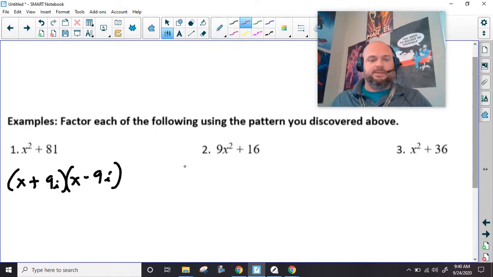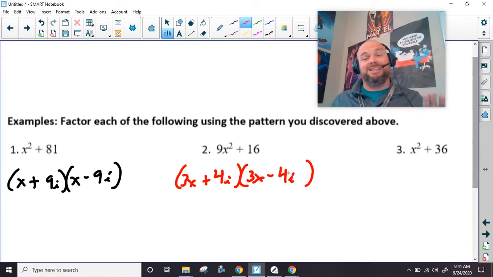All right. So we're going to have 3x and 3x. One's a plus, one's a minus. And the square root of 16 is 4, but we've got to put the i in there. So instead of poking the i out, we're being nice, and we're popping it back in. Very nice, very loving, very caring.